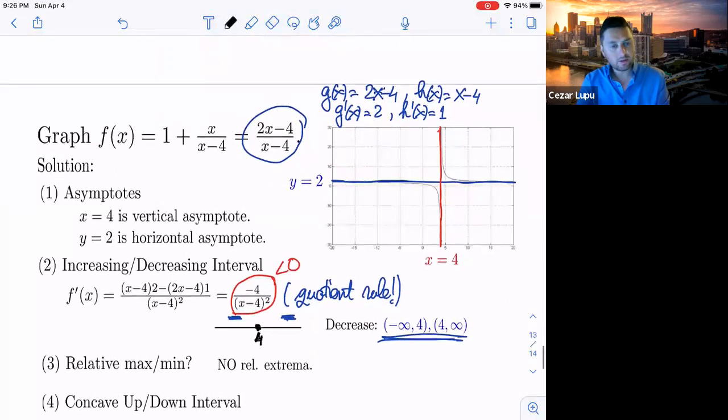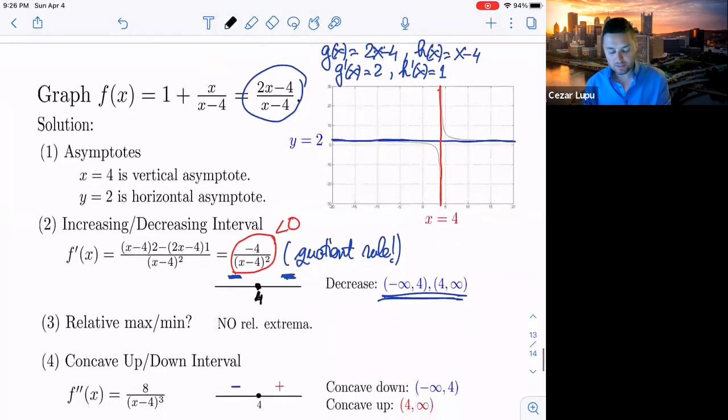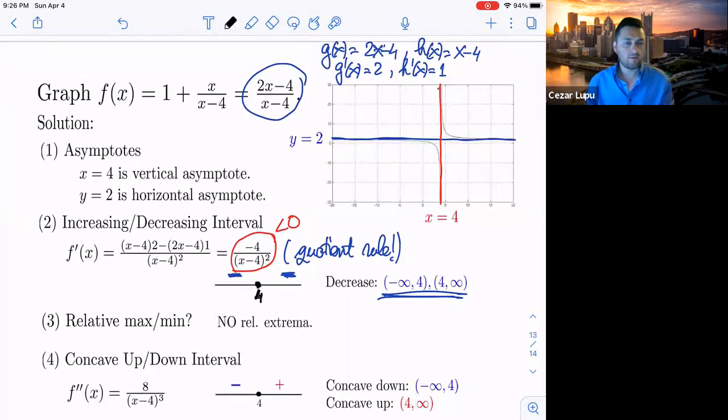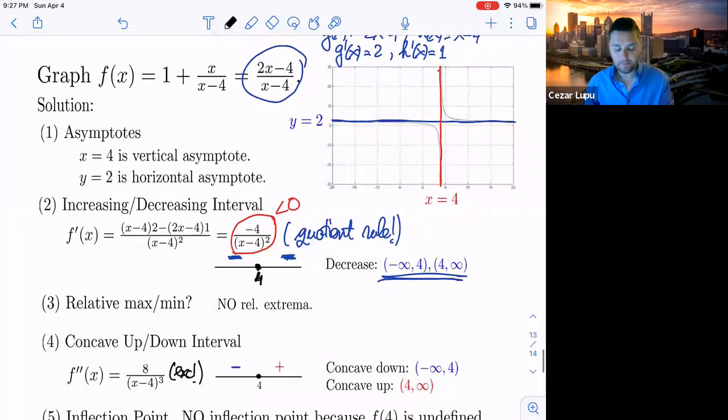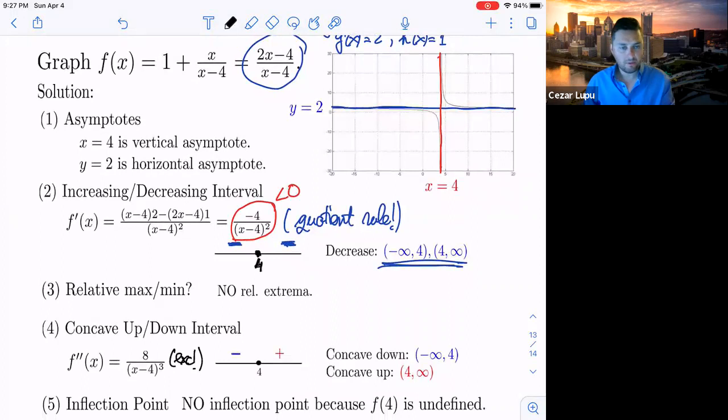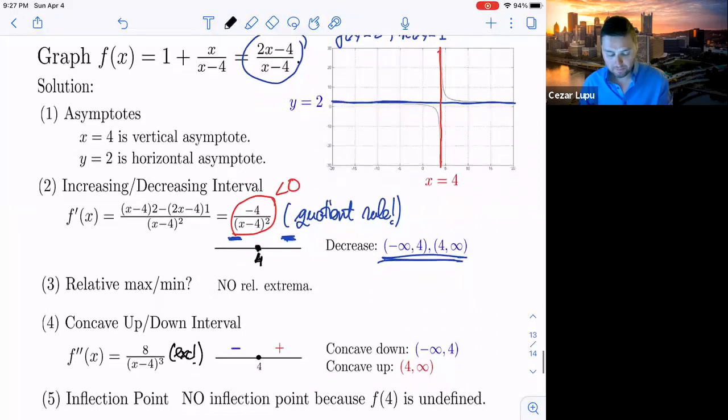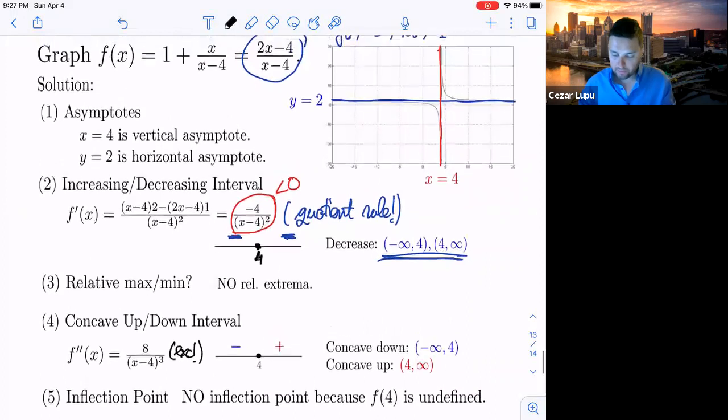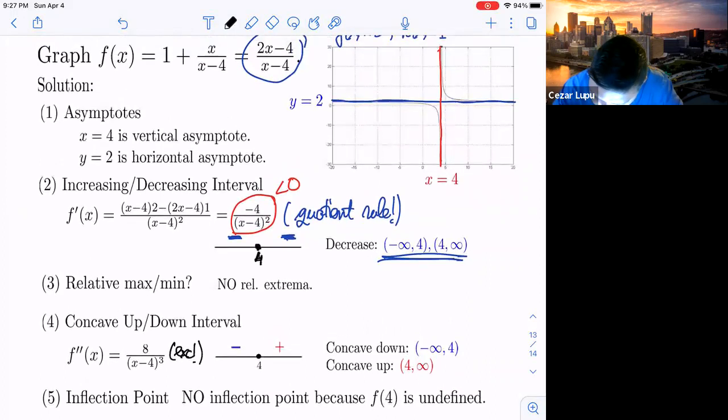And now if we'd like to see where the function is concave up or concave down, well, again, we compute the second derivative. And I will leave this to you as an exercise to see that it is 8 over x minus 4 cubed. It will be concave down on negative infinity to 4 and concave up on 4 to infinity. Again, this will never be 0, as you can obviously see, because f of 4 is not defined. So there is no inflection point. And now we can easily draw the graph. And the graph will be something like this.